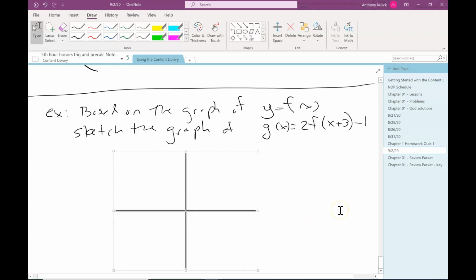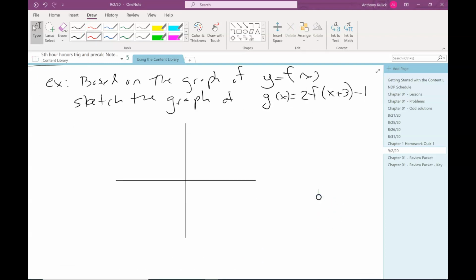Those of you that write in OneNote, you can make your own XY axis so that it's actually straight. I have a devil of a time drawing straight lines.